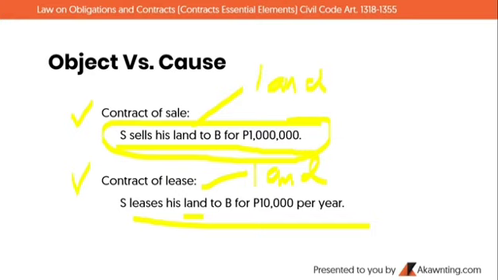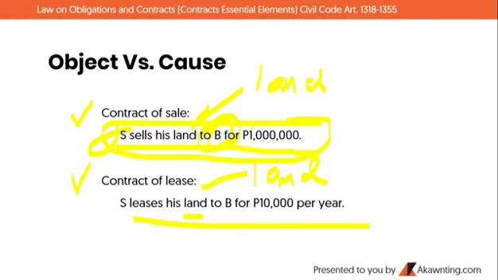Okay. The cause will depend. Okay? It depends. Are we referring to the perspective of S or the perspective of B? Okay? When we are referring to the perspective of S, the cause will be the price of the LAN. Okay? However, when we refer to the perspective of B, the cause will be the what? The delivery of the LAN. Okay? So, that's simple.